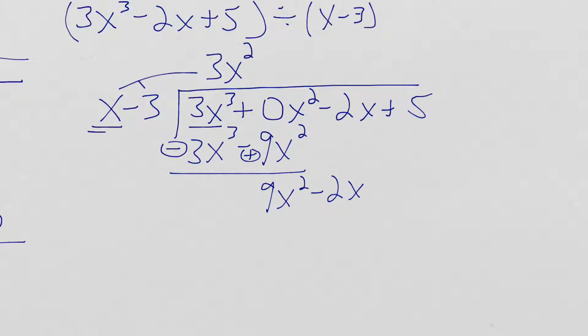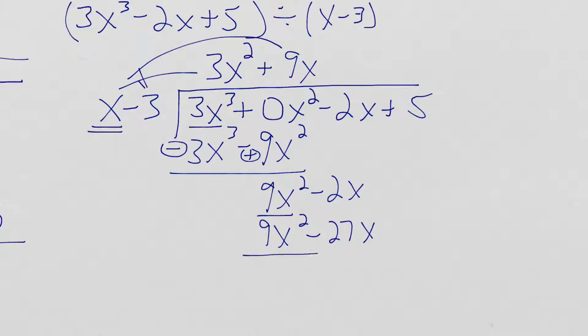Now we divide the first term x into the new first term 9x squared. And that's going to give us a positive 9x. And multiplying that by both terms out front, we end up with a 9x squared and a minus 27x. Changing signs and adding. Here the 9's cancel. The negative 2 and the 27 are actually going to give us a positive 25x. And since we have more to bring down, we'll bring down the next piece and keep going again.